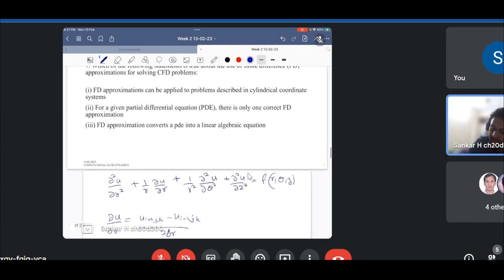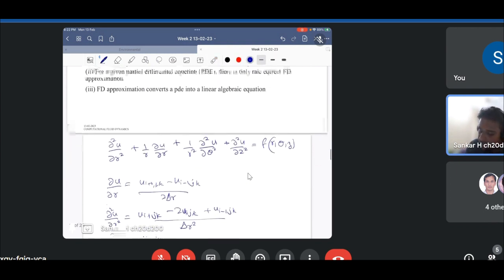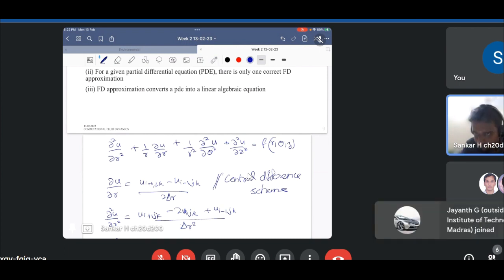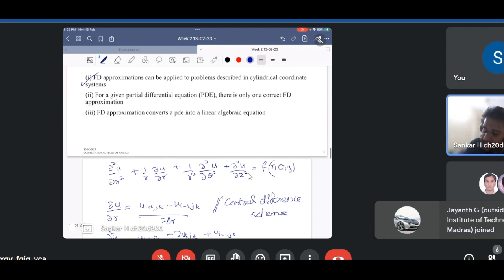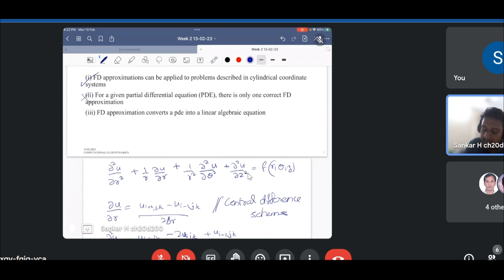Therefore, we found that the problems can be described in cylindrical coordinate systems as well. But the statement that for a partial differential equation there is only one correct finite difference approximation is wrong, because what we have done here is use a central difference scheme. We can also use the forward difference scheme and the backward difference scheme, and we can always change the given partial differential equation. So this statement, that there is one correct finite difference approximation, is wrong.